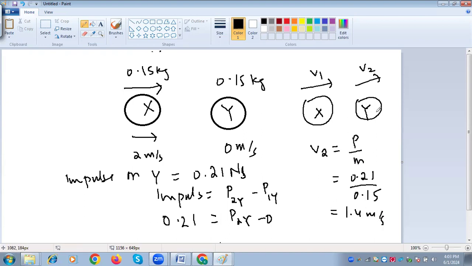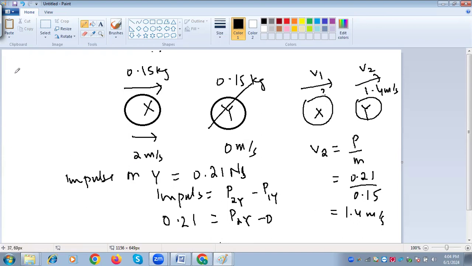They did not give the velocity, but they gave the momentum. And since the initial momentum was 0, we could easily find out the velocity with which sphere Y started moving after the collision. So what was the velocity of sphere X? We can now easily find out. Since this momentum is 0, we will not include this.